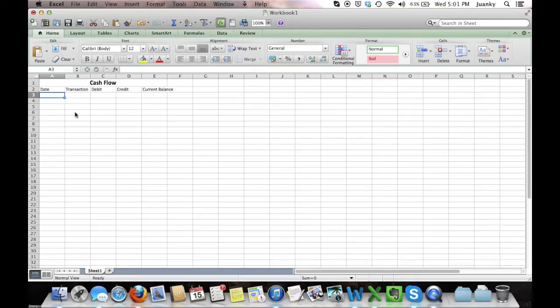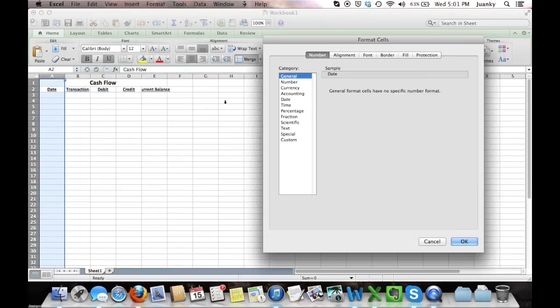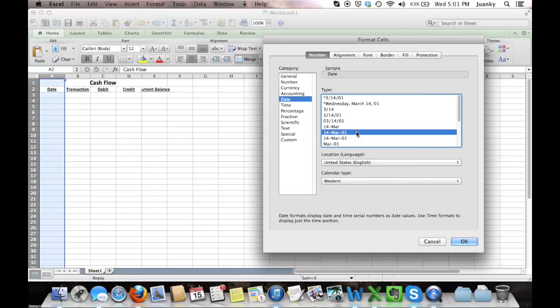I'm going to do some formatting here. So first, I'm going to do this row. I like to have it centered, bold, and underlined. Make it nice and pretty. I'm going to click this whole column, and I'm going to format it so that it's a date. I want to know days. It's very important. I like to put them in this format, but anything that shows you the day, month, and year is acceptable.